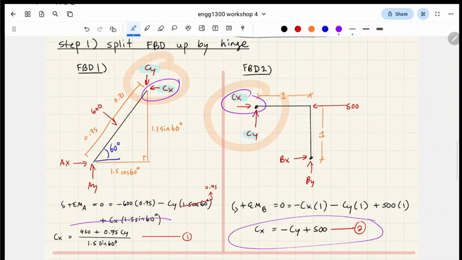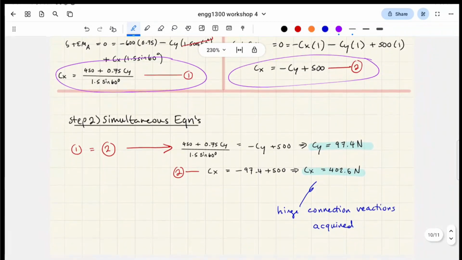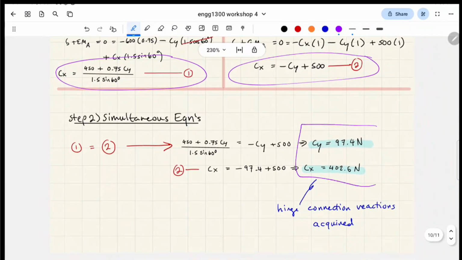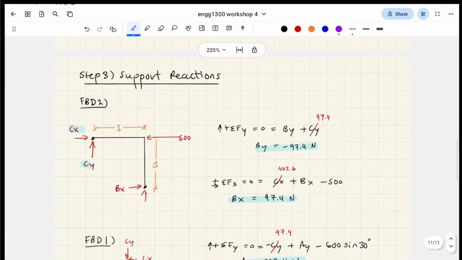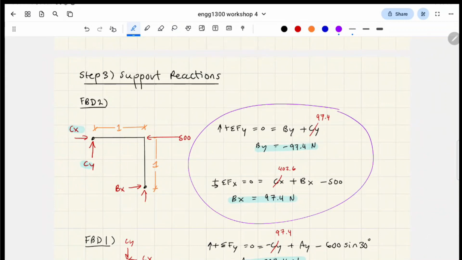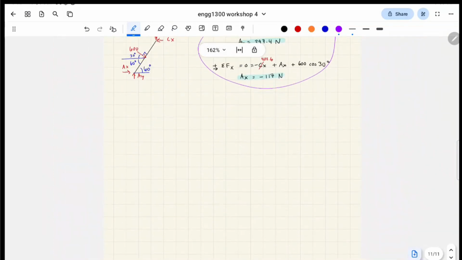And then I can get two expressions for Cx in terms of Cy. Simultaneous equations, here we go. And then you can solve for the hinge connection reactions. And now you can solve for the support reactions, which is what we were interested in for the question. So that's an example of a machine.